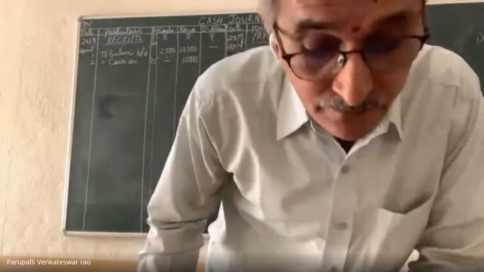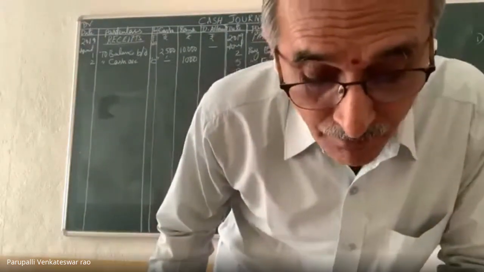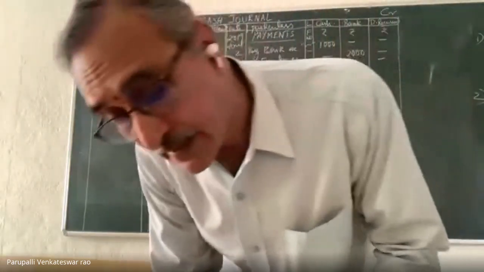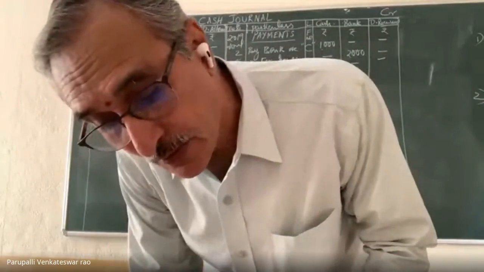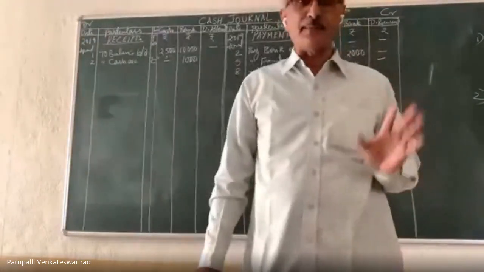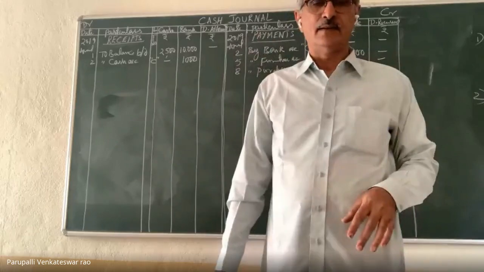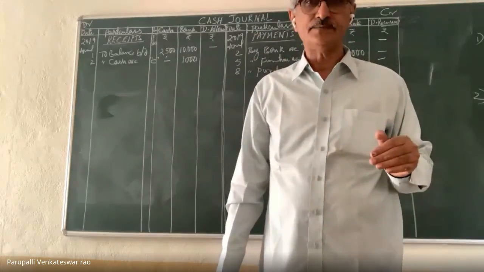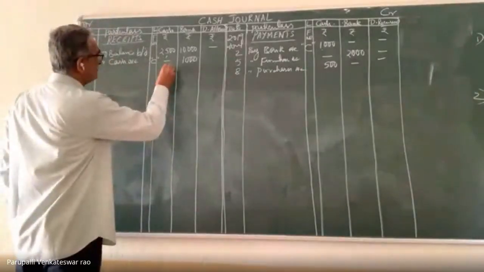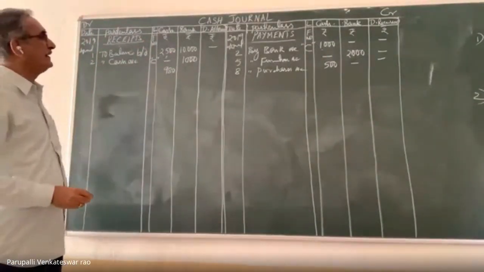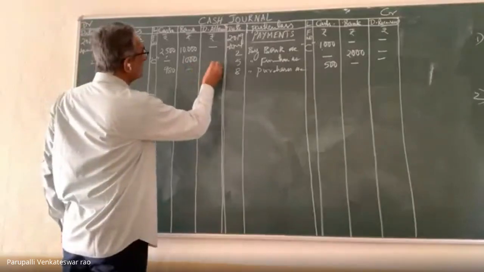For the next one, received from Mohinder 980. Discount allowed 20. Receipt or payment? Receipt. Go to the left hand side, debit side. Is it cash received or check received? Cash receipt. Write 980 rupees in the cash column. Received cash 980. Discount allowed is rupees 20.